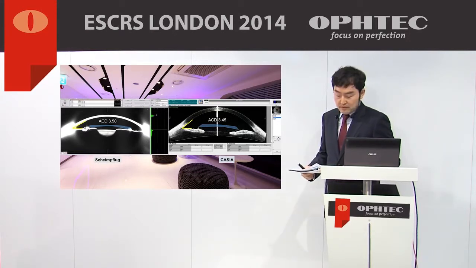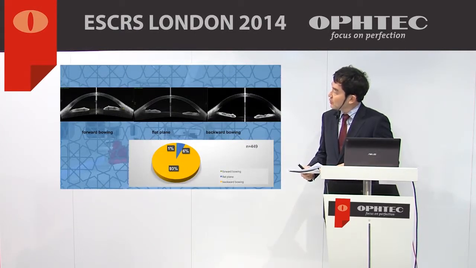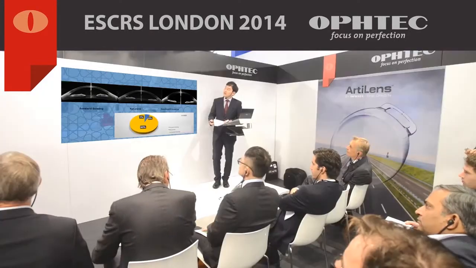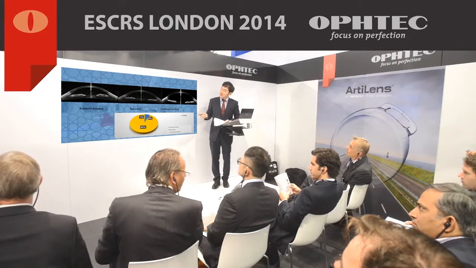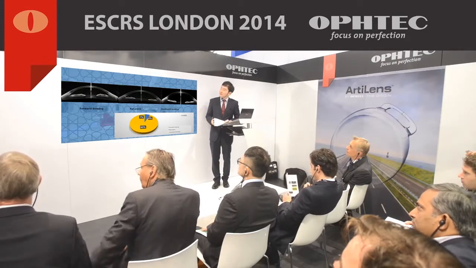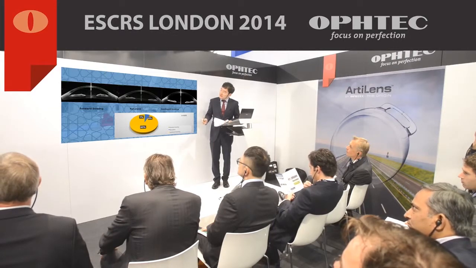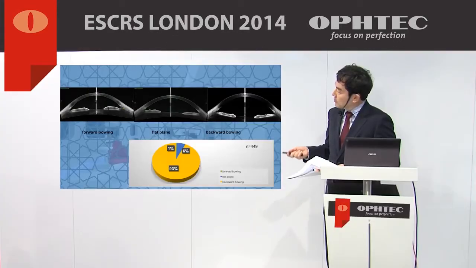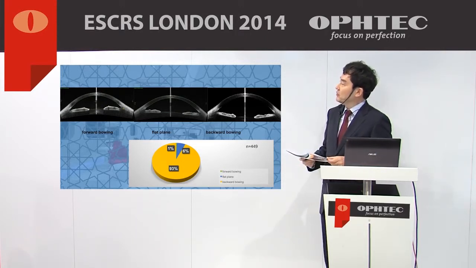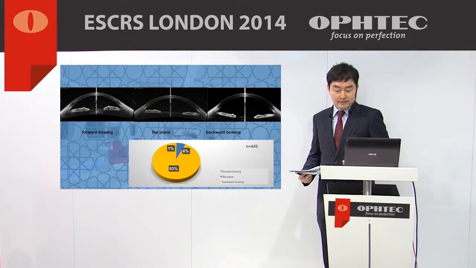When analyzing the cross-section of irises using Cassia OCT, we divide them into three groups: forward bowing, flat, and backward bowing. Among 449 eyes, backward bowing of the iris was observed most commonly. We also found out that iris configuration varies in individuals.